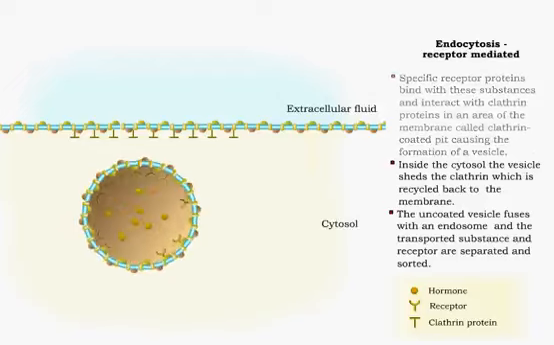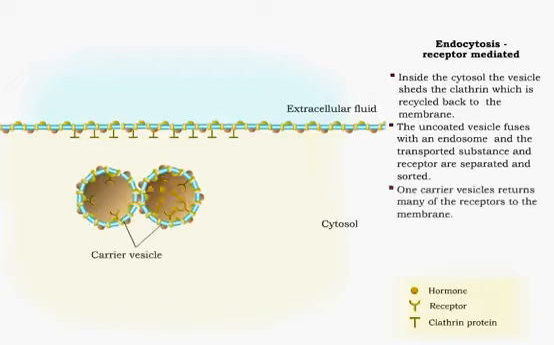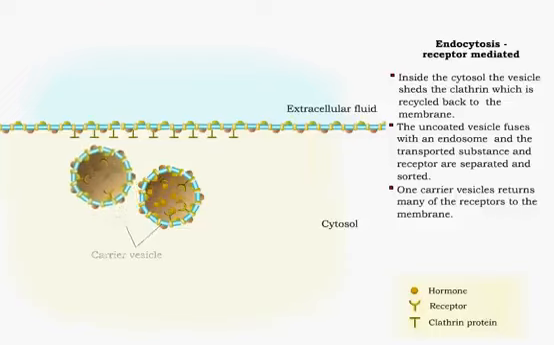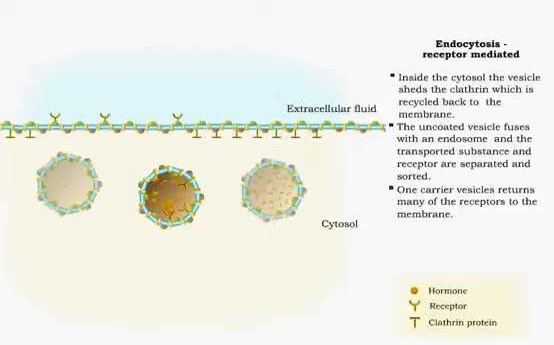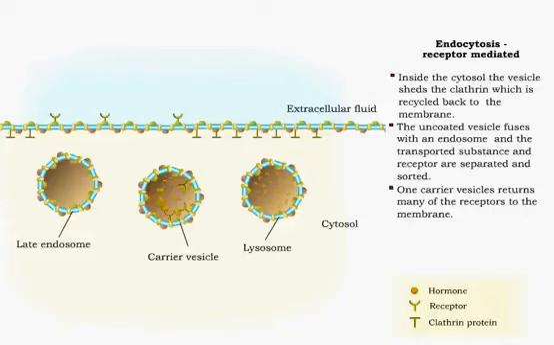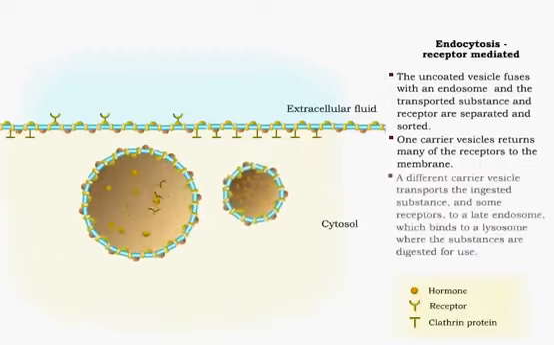Many of the receptors leave the endosome via a carrier vesicle and are returned to the plasma membrane. The ingested substance and some receptors are transported in carrier vesicles to a late endosome, which binds with a lysosome, where the substances are digested into usable products by the cell.